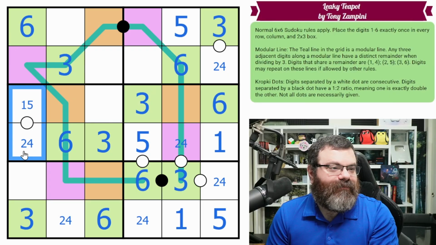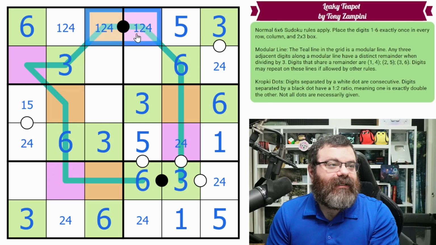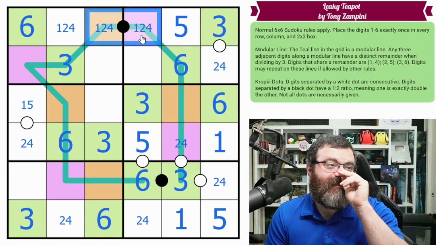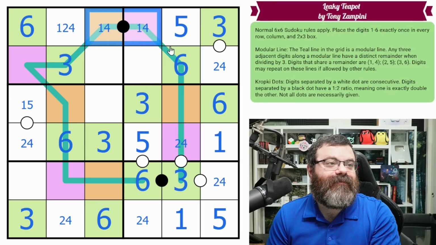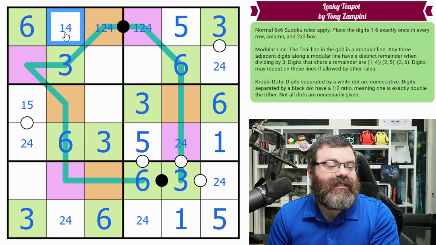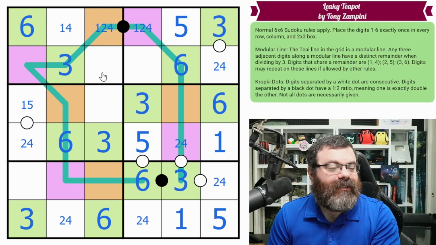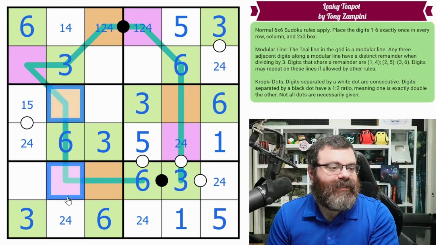So either 1, 2, or 4, 5. Don't know which one. This is interesting. Okay, maybe this black dot helps us now. So we need to be 1, 2, 4. Okay, so we know that this contains the 2, because otherwise it would be 1, 4, which is not working across a black dot. So we definitely contain the 2, which means this is not a 2, because otherwise it would remove 2 from both of these. What am I missing here? We need a 5 in this column.